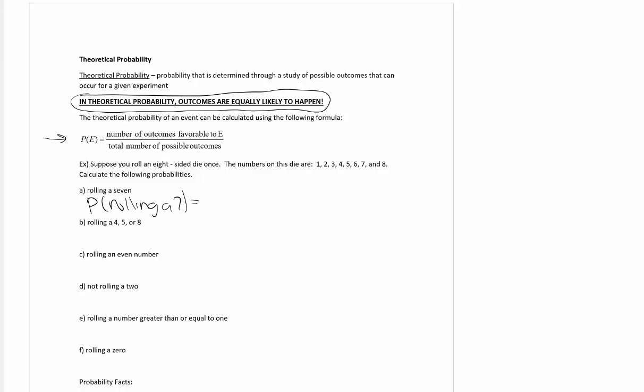Well, there's only one 7 on an 8-sided die. There's a total of 8 numbers, so the probability of rolling a 7 is 1/8. All right, let's do the probability of rolling a 4, 5, or 8.